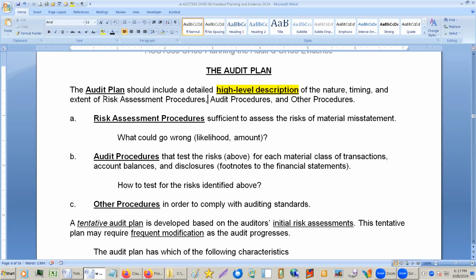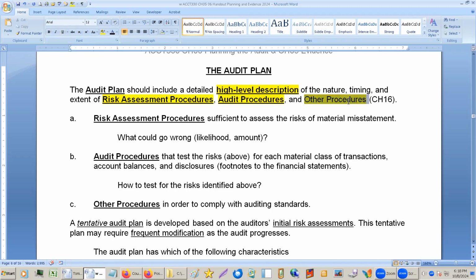It especially comes down to the audit procedures and risk assessment procedures. Audit procedures is the testing, kind of like our classical sampling and all that, and then other procedures, which we'll talk about. This is chapter 16 stuff, which we will do, but not today. So risk assessment procedures: what could go wrong? And then how do we test for those things?